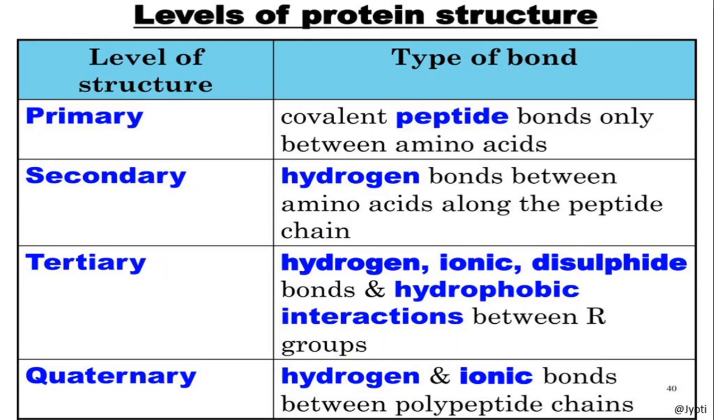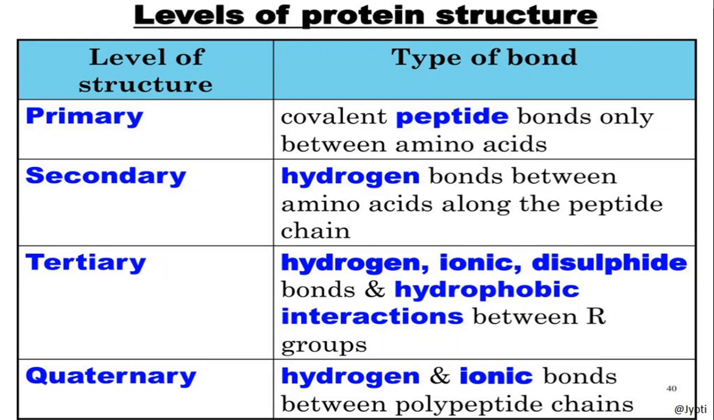Then we'll discuss the structure of protein. We have discussed the structure of amino acid. Then we discussed how the amino acids join together to form the peptide chain, how the peptide bond is formed. Now, the protein has also different levels of structure. So, what are those structures? The levels of structure are primary, secondary, tertiary and quaternary.